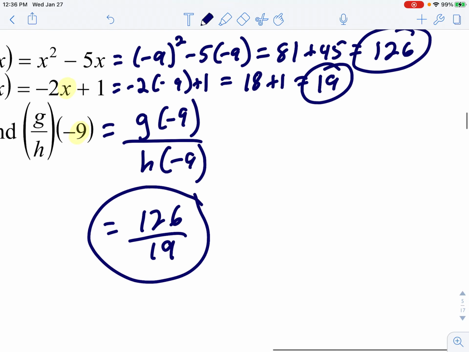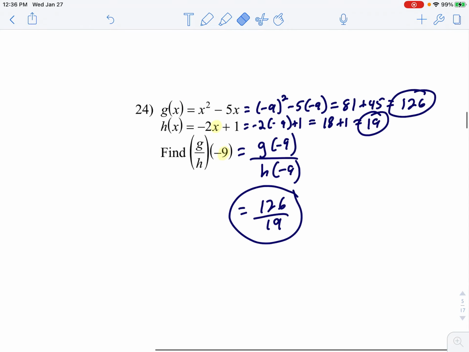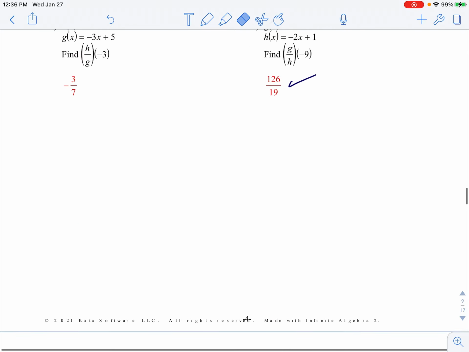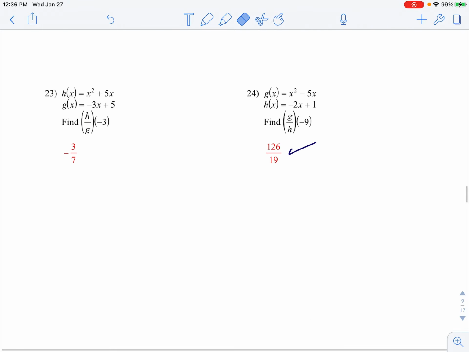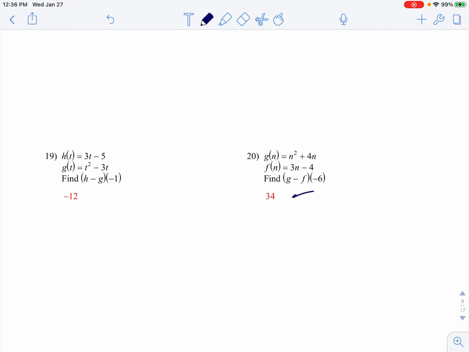The point is, you don't have to do like we did in the other division problems. You can't set the bottom equal to 0 and solve it, because 19 is a number, not a variable. So that's just it. 126 over 19 is the answer, and we're good. And that one eventually did check out as well, so I like a check mark by each answer.